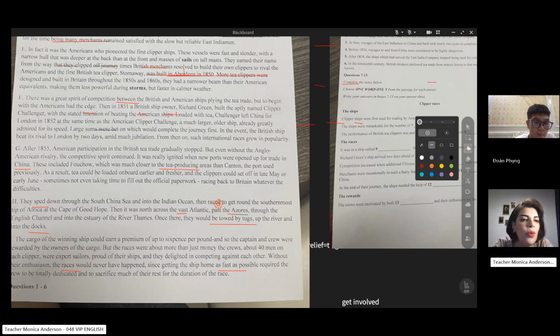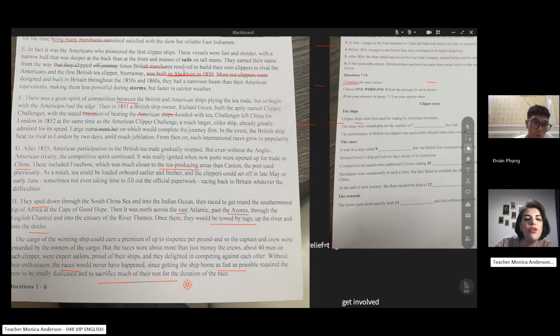So without their enthusiasm, the race would never have happened, since getting the ship home as fast as possible required crew to be totally dedicated and sacrifice much of the rest for the duration of the race. So you can find the answer here, not in paragraph H.